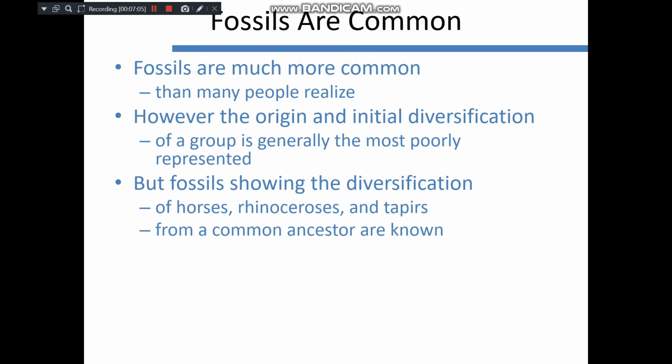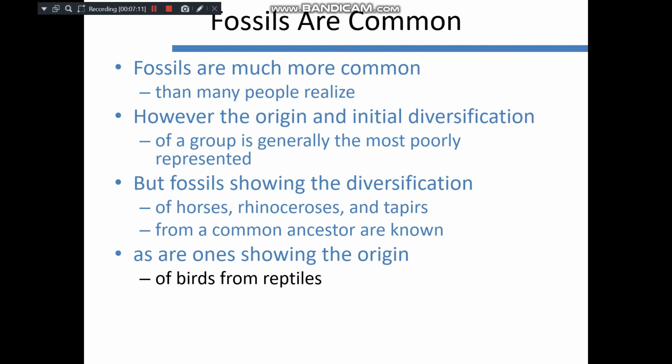Even from a common ancestor, showing the origin. Even we say that birds evolved from reptiles. How do we justify that? Because of the fossils that are available even today. So based on these factors, we have to come to the conclusion or find the evidence for this evolution.